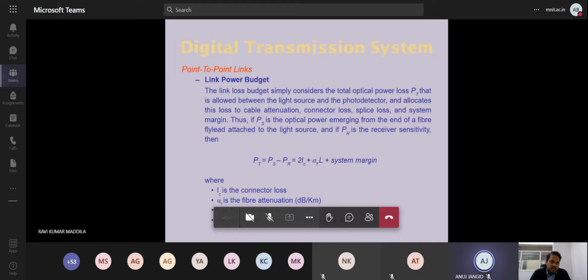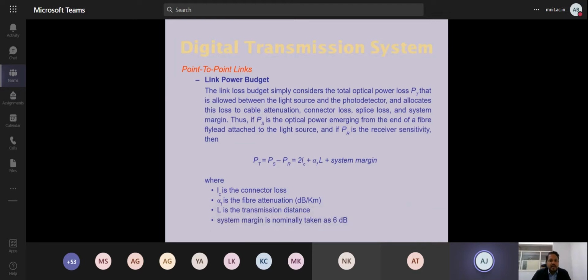If you are doing a link power budgeting, then this is the kind of expression that you need to check. PT here refers to the total optical power loss. This is the difference between the power transmitted from the source and the power received at the detector, that is PS minus PR.